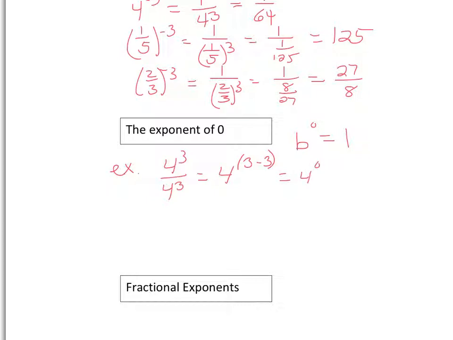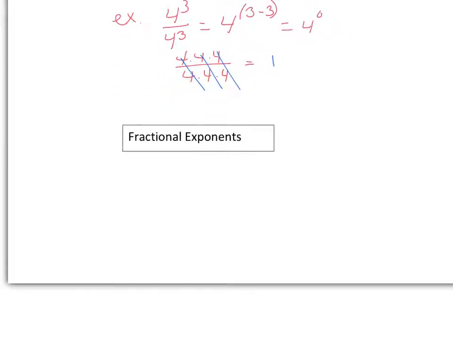Well, 4 cubed is 4 times 4 times 4 in the numerator, and 4 cubed, of course, is 4 times 4 times 4 in the denominator. And we can just reduce all of those factors out to 1. Anything divided by itself is 1. So that's the reason why anything with an exponent of 0 is 1. It's really just stemming from the properties of exponents.